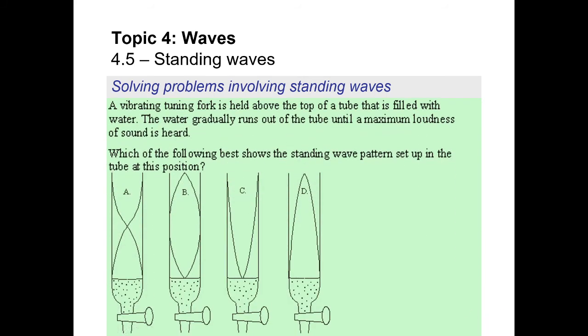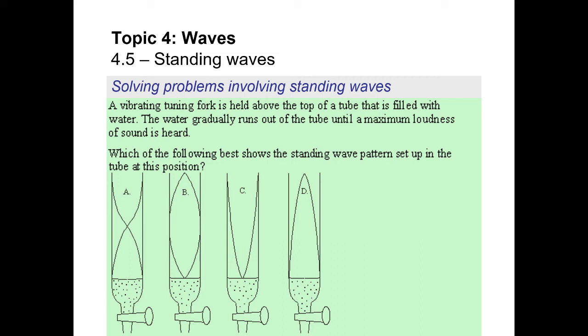Next, a vibrating tuning fork is held above the top of a tube that is filled with water. The water gradually runs out of the tube until a maximum loudness of sound is heard. Remember, when the maximum loudness of sound is heard, this is when you produce a standing wave. Which of the following best shows the standing wave pattern set up in the tube at this position? Now, if you actually understand how standing waves work with closed and open ends, nodes and antinodes, you can't mess this up because there is one open end, which is the top of the tube, and you have one closed end, which is the surface of the water.